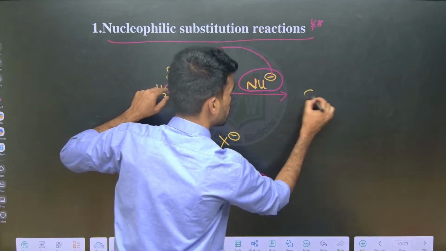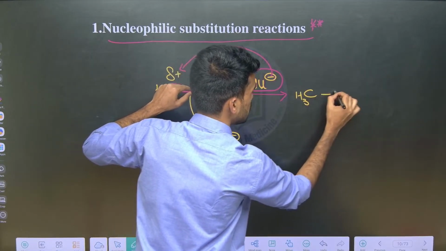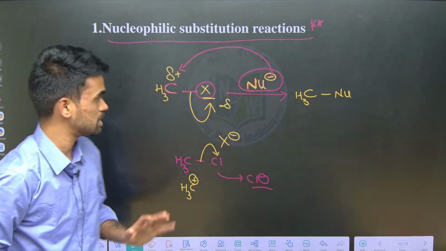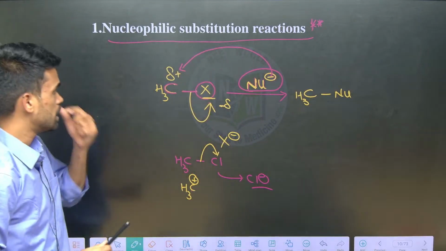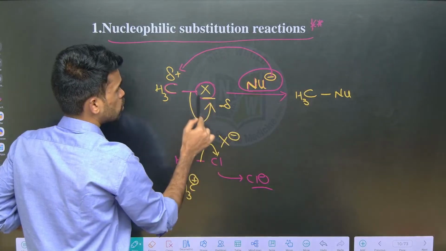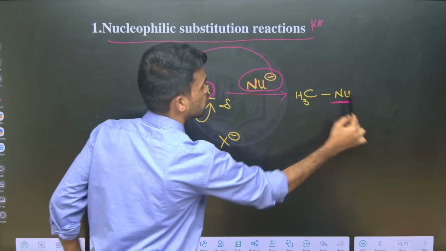Now what will be your product here? CH3Nu. This Nu is nothing but some nucleophilic group. It's a generalized example. So what is the difference from here to there? One nucleophile is substituted by another nucleophile.